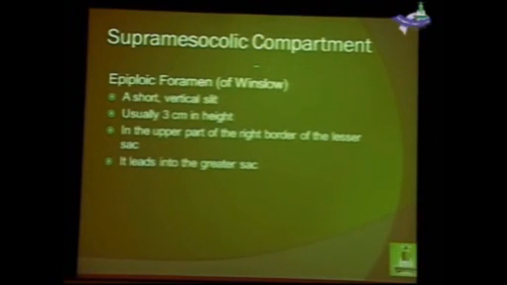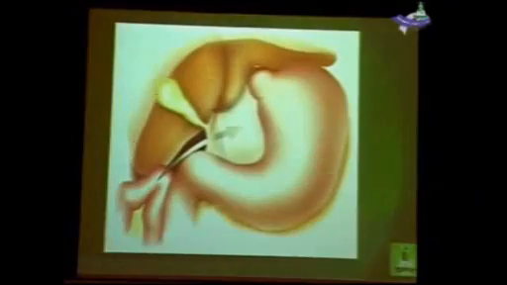So the epiploic foramen, we talked a bit about it. It's a short vertical slit, usually 3 centimeters in height. It is in the upper part of the right border of the lesser sac, which we've just seen, and it leads into the greater sac. It's an outlet of the lesser sac out into the greater sac, or vice versa.